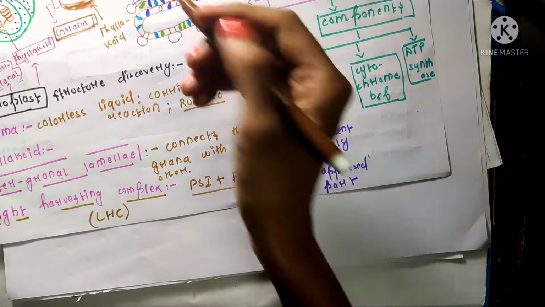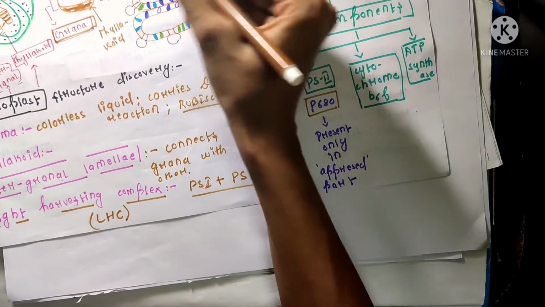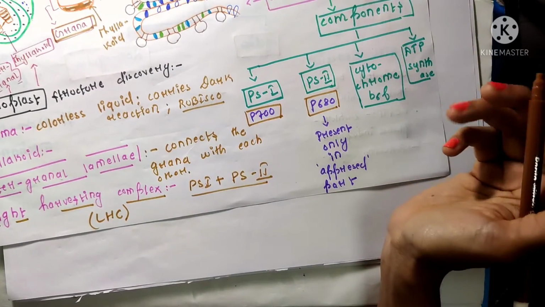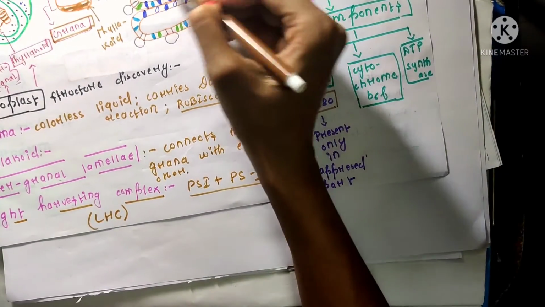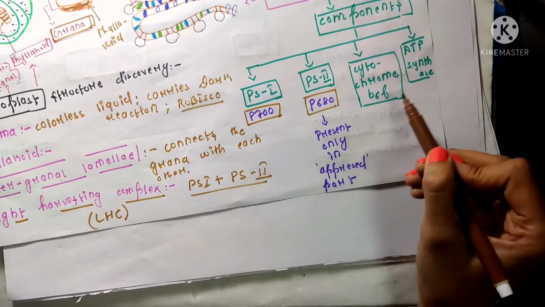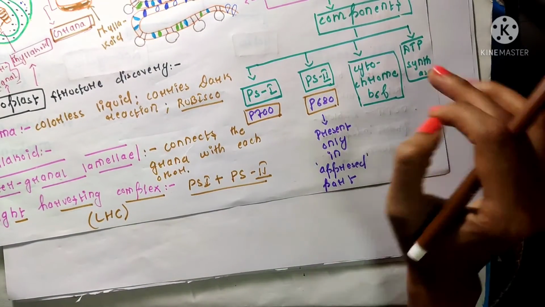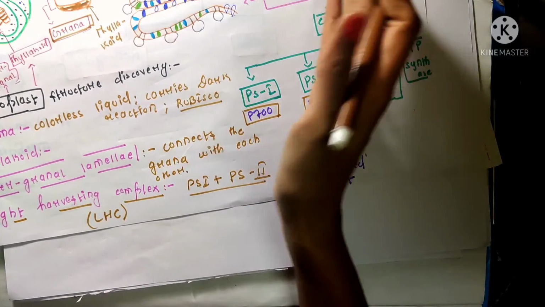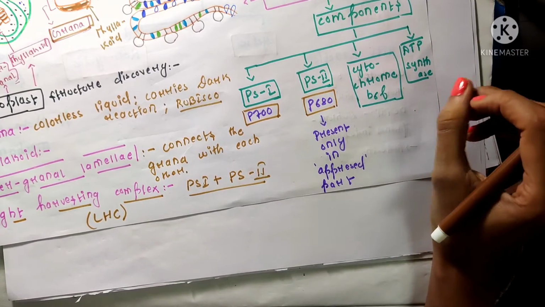PS2 is exclusively present in the appressed part, that means the part which is not coming in contact with the stroma. The rest, PS1, cytochrome B6F and ATP synthase, are present uniformly throughout the appressed and non-appressed parts. Okay, this is all about the chloroplast structure and function.